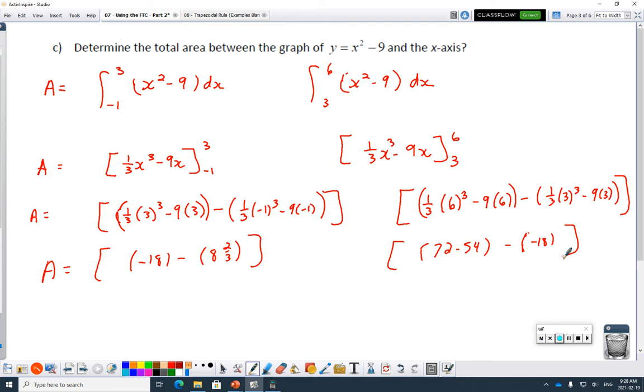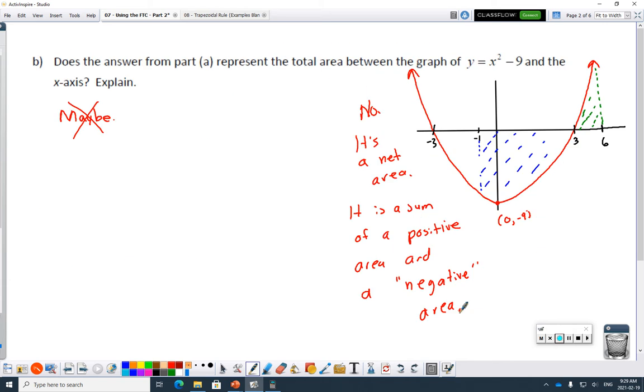And then, so this bracket I get negative 26 and 2/3. And this bracket I get 18 minus negative 18, I get 36. Okay? Let's just make sure that matches sign-wise with what I did before. The integral from negative 1 to 3 came out to a negative value. Is that what you would expect from the picture that we made?